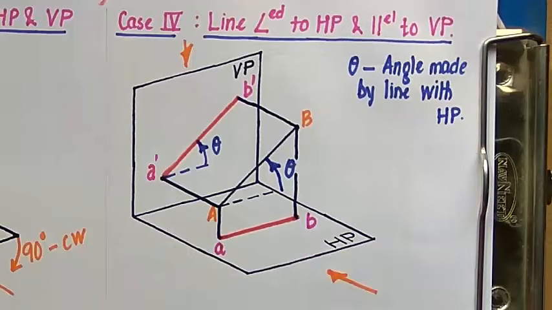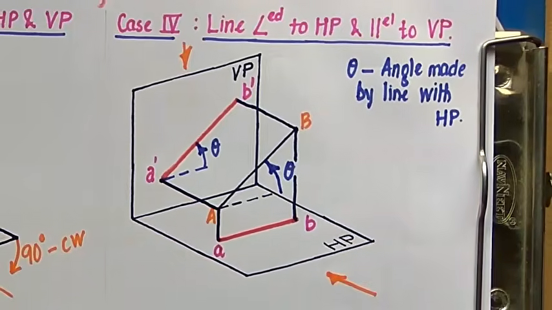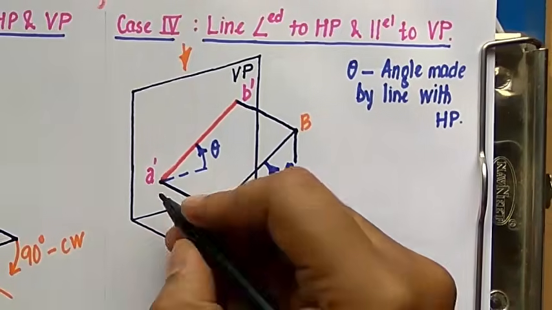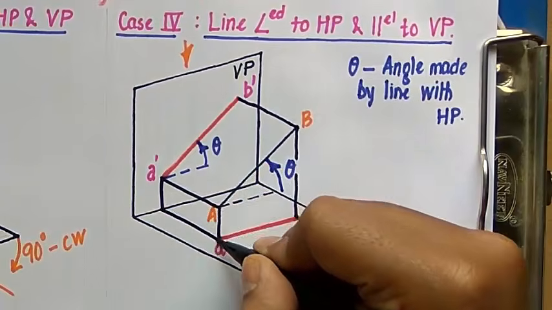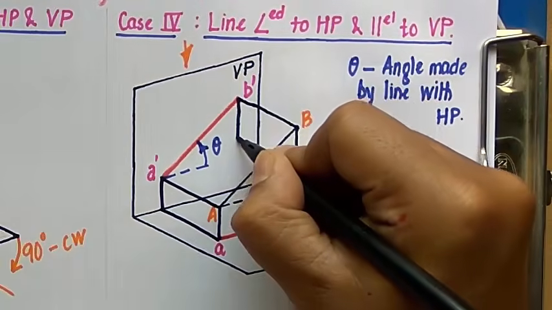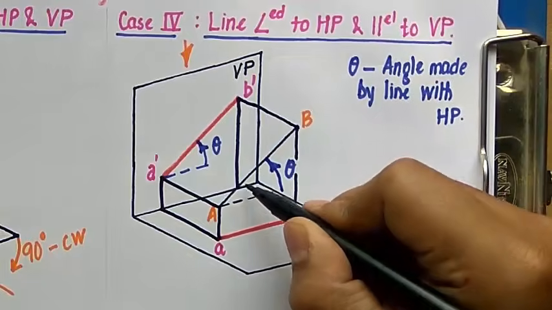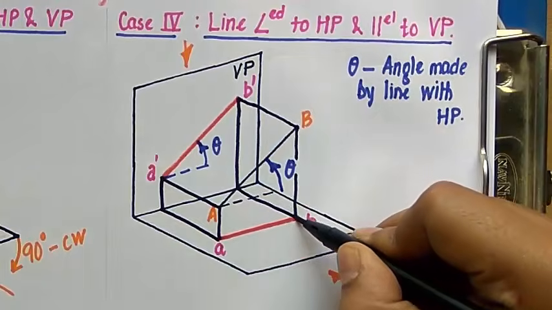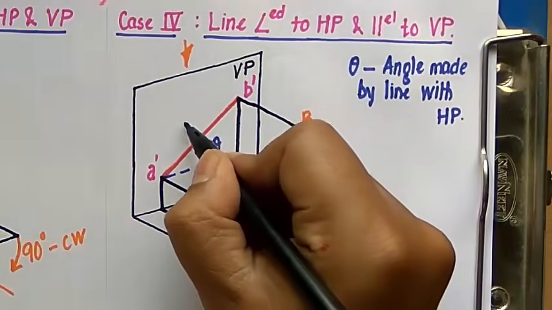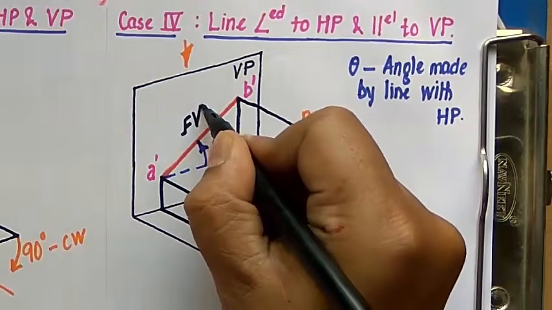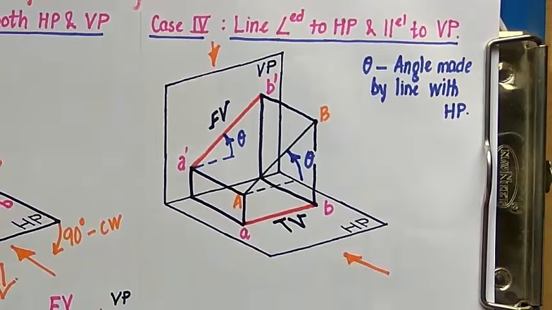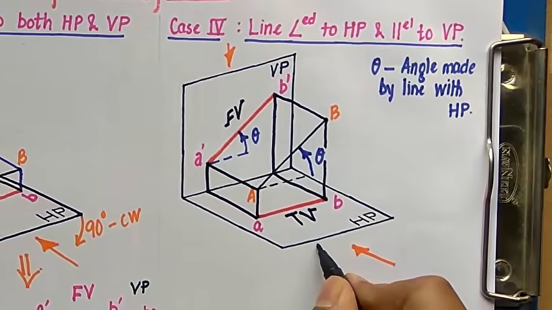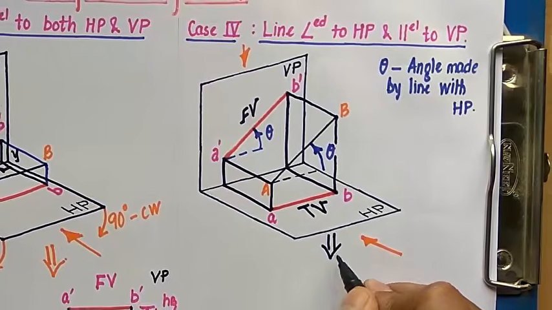All right, next thing to do is to join A dash with A. All right, so this is what you call connecting front views with top views. That's exactly what I'm doing right now, joining B dash with B. All right, this is what you call the front view, and this over here is what you call the top view. Okay, next thing to do is to convert this pictorial representation into an orthographic view.